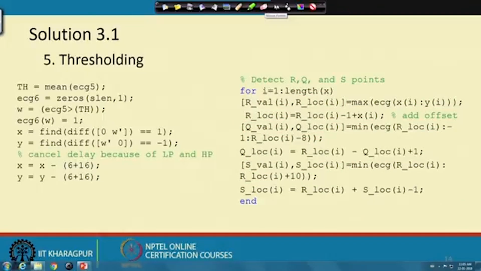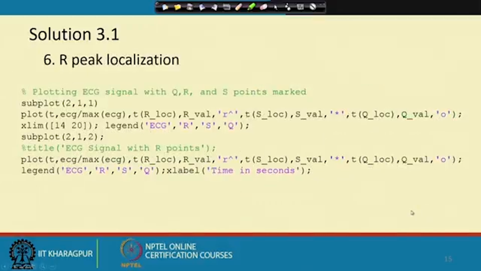So, with that hopefully we could get all the R, Q and S points. Next, we would like to actually plot them to visualize that signal. So, how do we do that? First, we use that subplot command, which we are using so many times, to create the space, so that we can see the signal more carefully, side by side we can see the two.